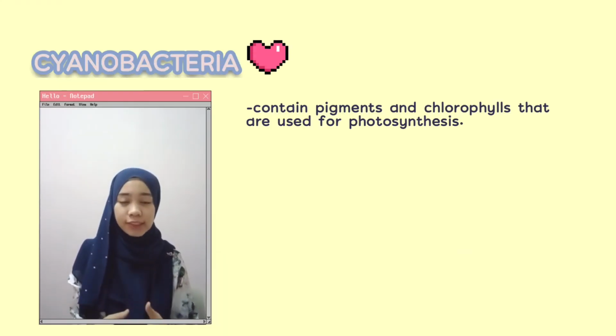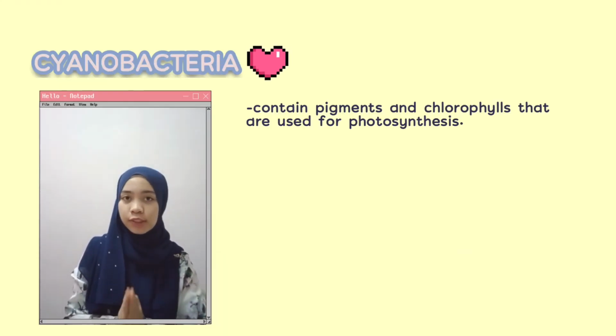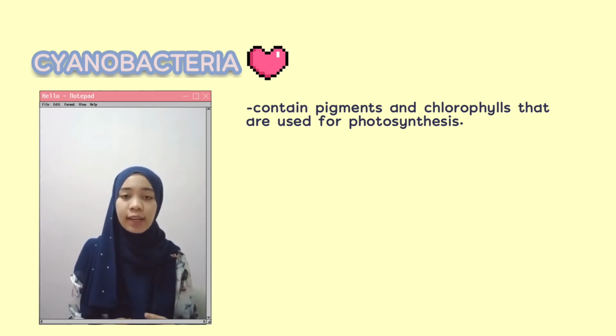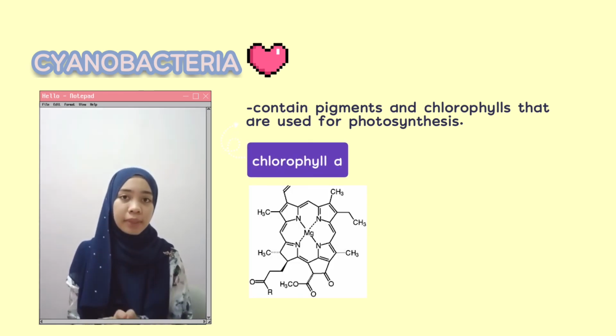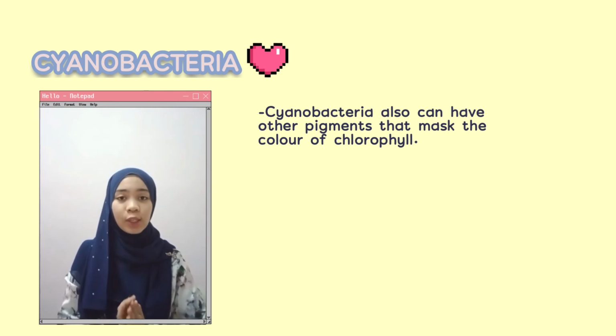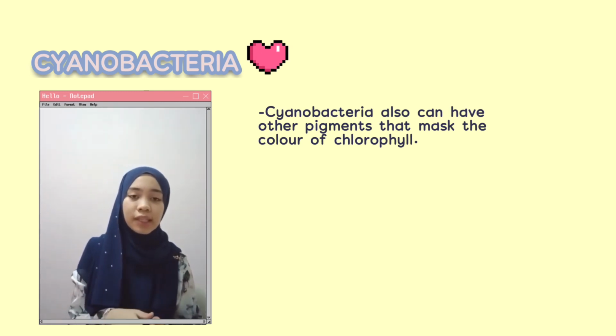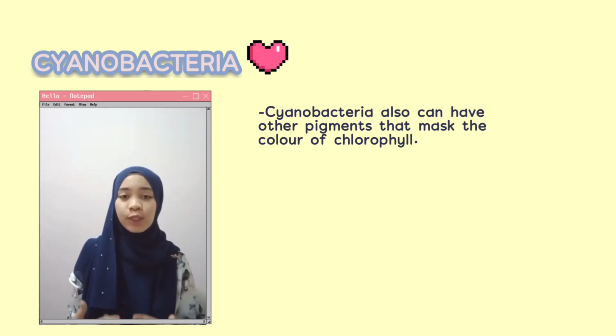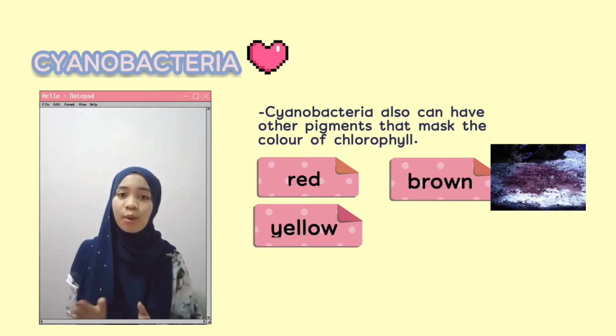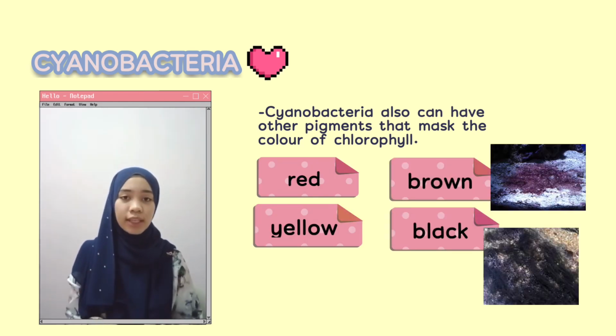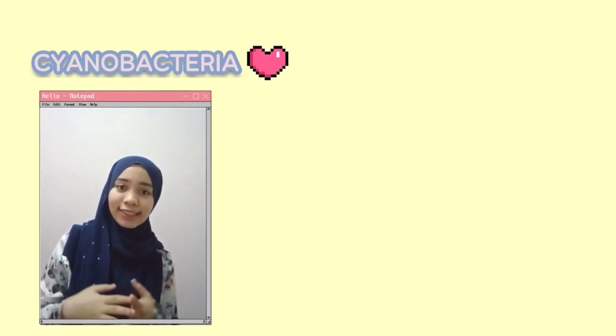Cyanobacteria contain pigments and chlorophylls that are used for photosynthesis. Specifically, they have chlorophyll a and the common pigment phycocyanin. Cyanobacteria also can have other pigments that mask the color of chlorophyll so that they can appear in red, yellow, brown or black color rather than only in blue-green color.